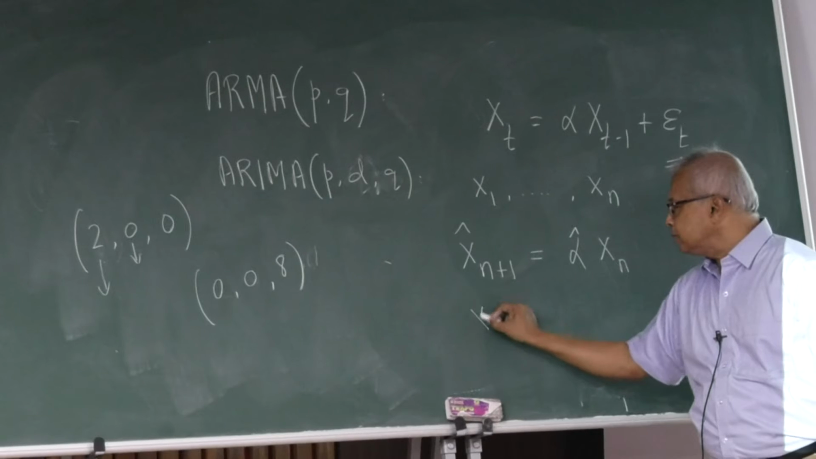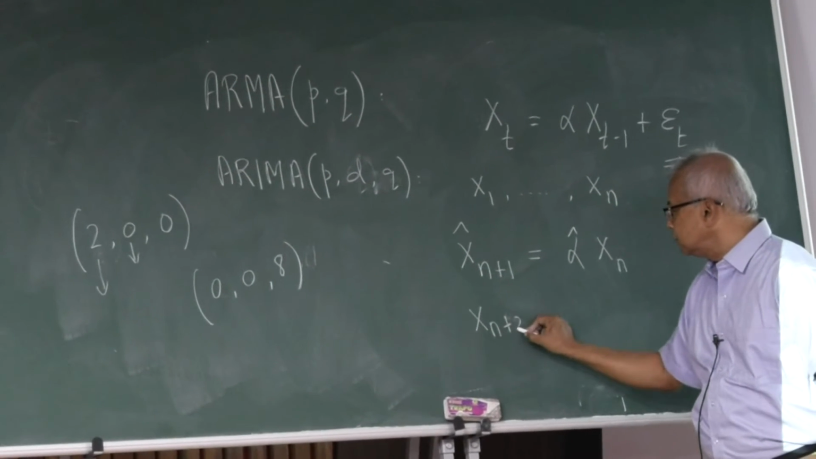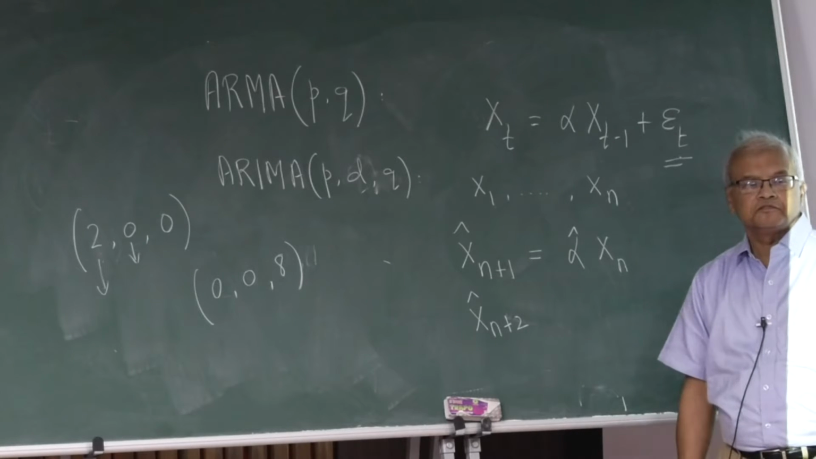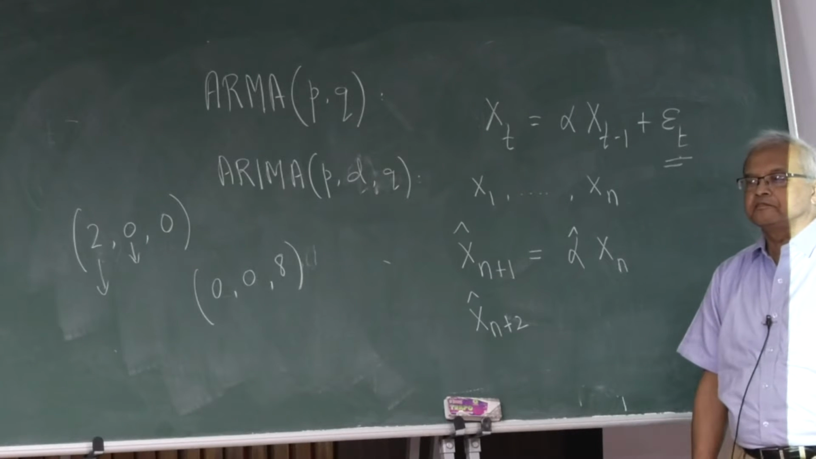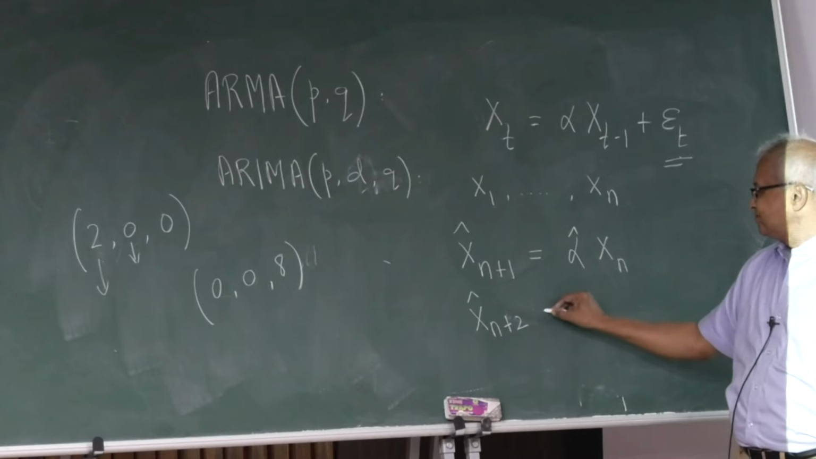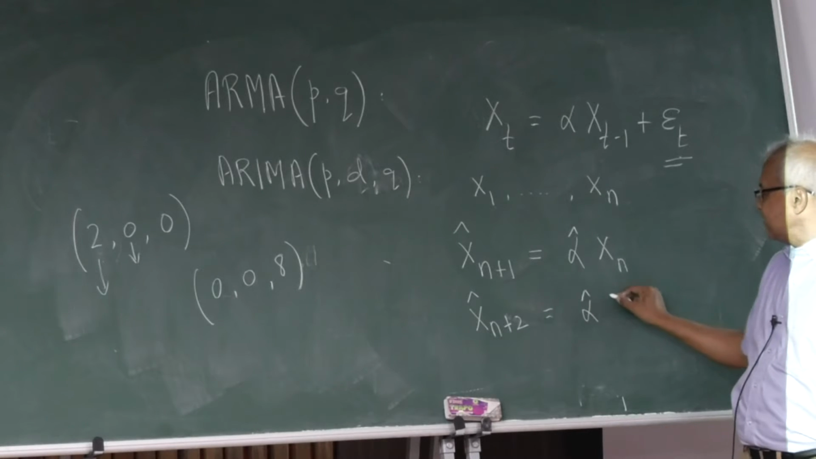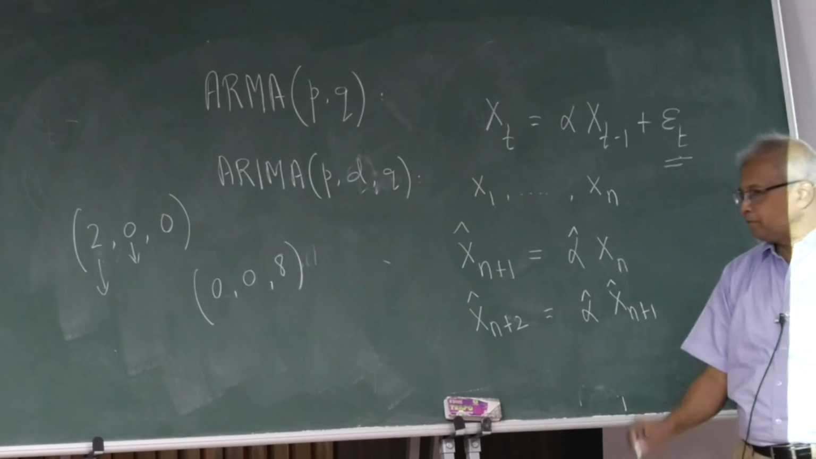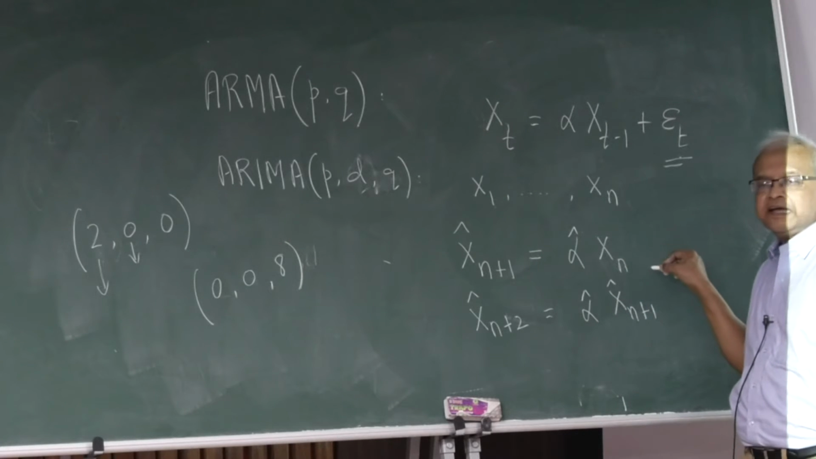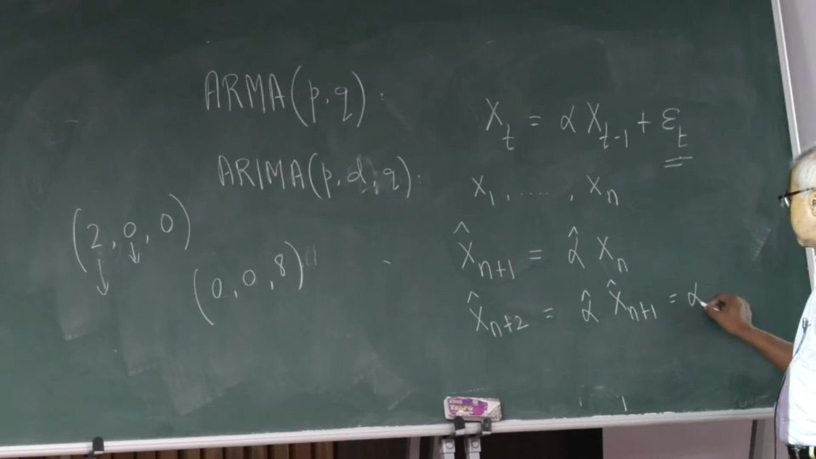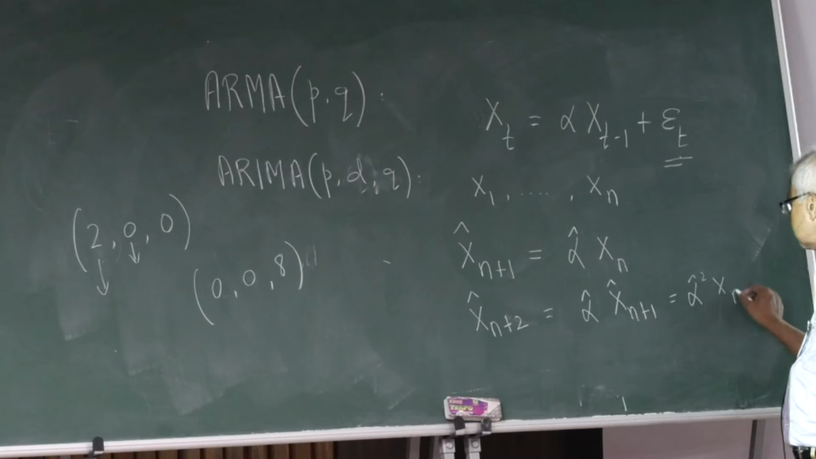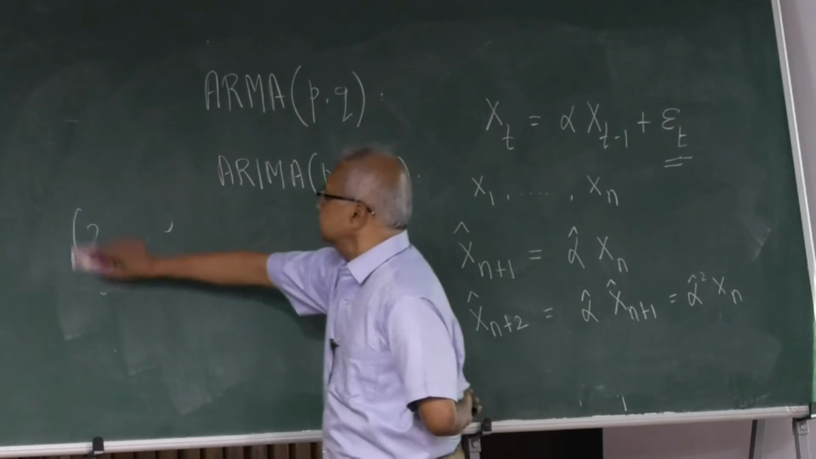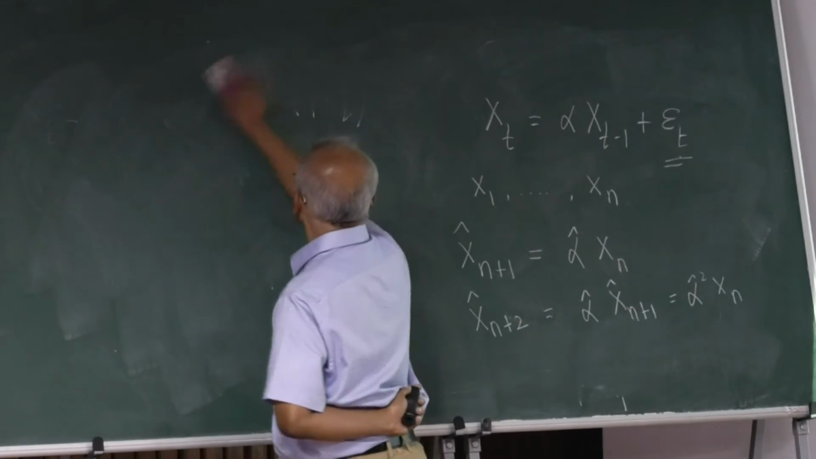What about xn plus 2? Alpha hat xn plus 1 hat. That means alpha hat square xn. So I can write this as alpha hat square xn. This is how you actually go about doing this. Okay. But I don't have much of a problem here.